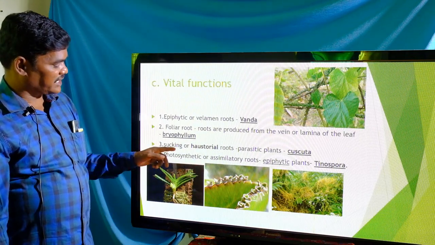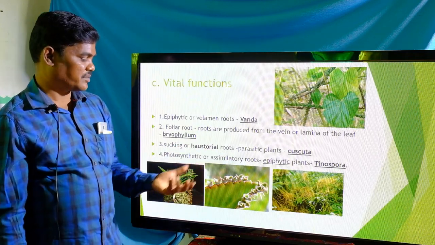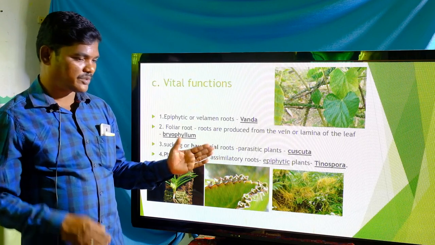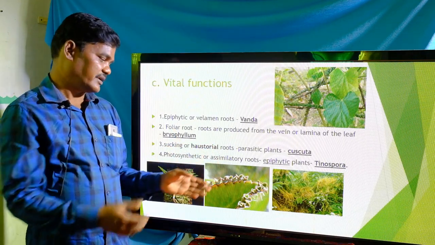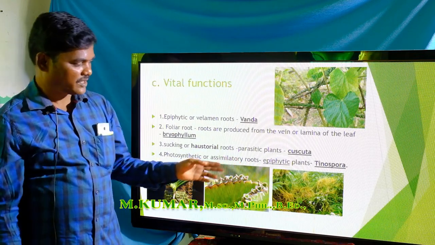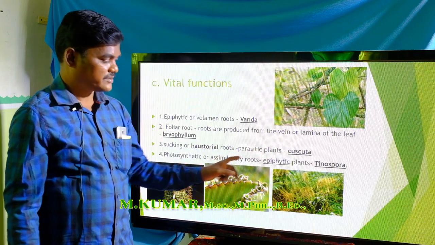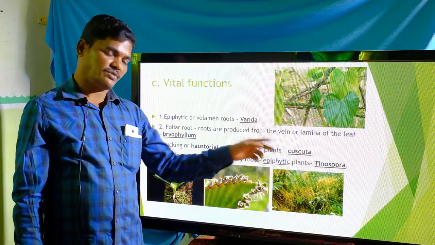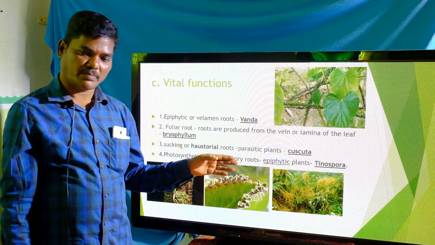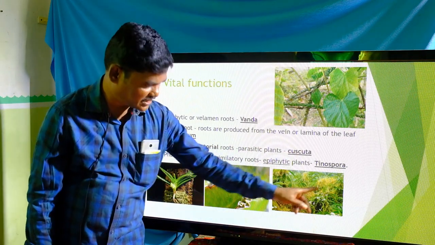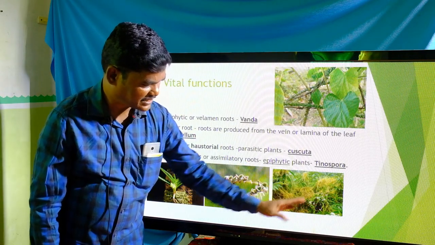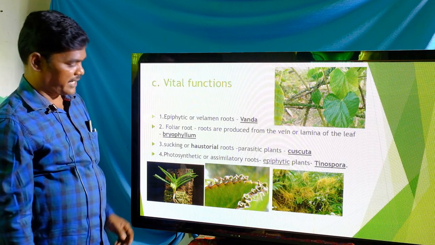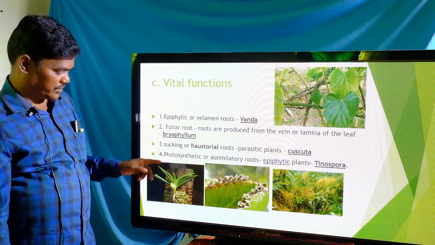Next, sucking or haustorial root. It is a very important root, keep it in your mind. Haustorial root, sucking or absorbing root. This type of root penetrates inside the stem of another plant and absorbs food material from the xylem and phloem. That is a type of parasitic plant. Parasite means they absorb food as well as shelter, and also give disease to the plant. Example, Cuscuta. See that above the plant they have a wire-like yellow structure, the stem penetrates inside the bigger plant. That is called a sucking or haustorial root.